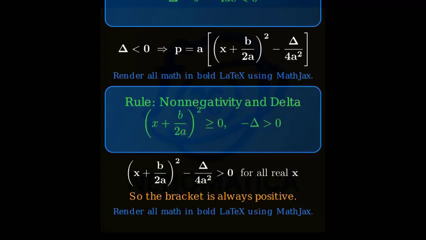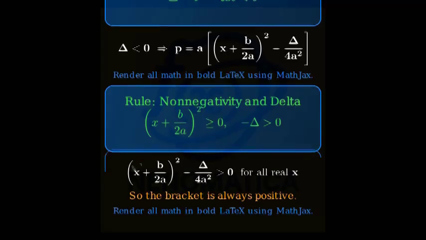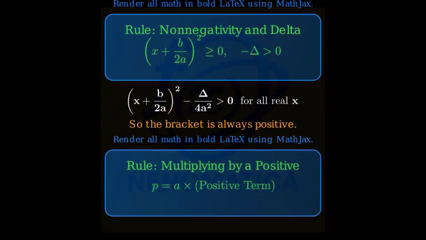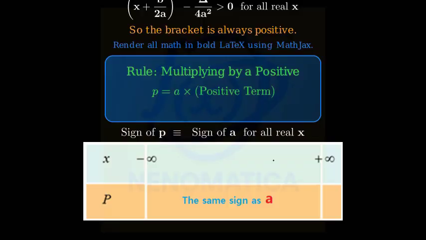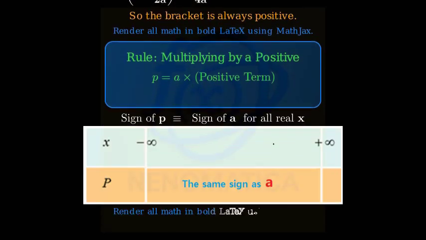Since p equals a times a positive term, the sign of p is exactly the sign of a for every real x. Let's summarize this in a quick sign table. Step 5. Apply the note for the two possibilities.